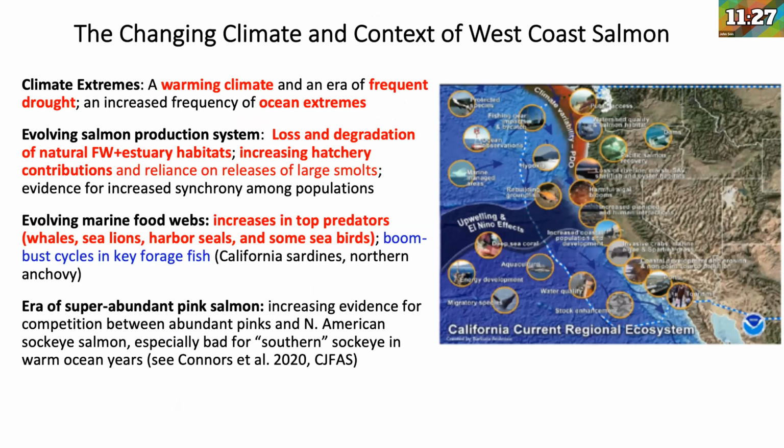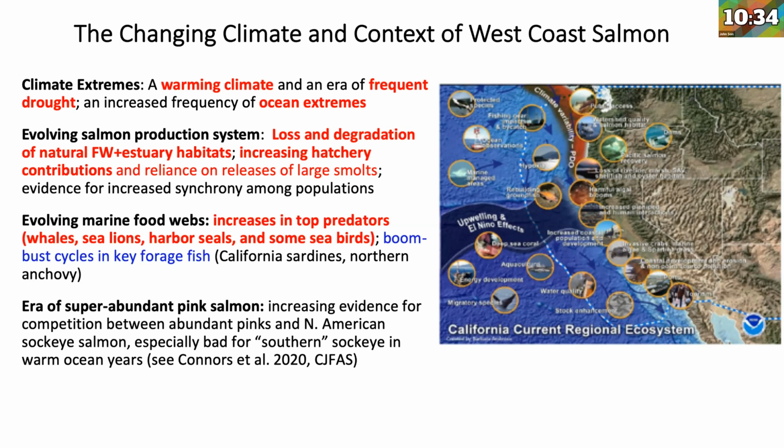And I think Gary did a really nice job talking about the broader context of what's going on with West Coast salmon. And this extends beyond the US-Canada border into British Columbia as well, and even into Alaska in some cases, that we've got, yes, a warming climate. We've entered an era of frequent drought and increased frequency of extreme events, including those out in the ocean. And this is impacting an already evolving salmon production system, especially at the southern end of their range: the loss and degradation of freshwater and estuarine habitats, the increasing dominance of hatchery contributions, and then changes in hatchery practices that have really started to hone in on things like releasing really large smolts at a really narrow window of time in the spring.